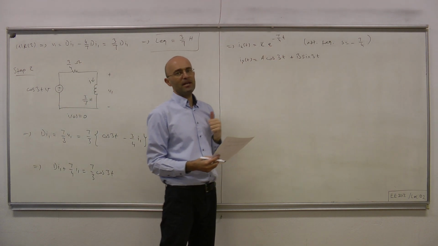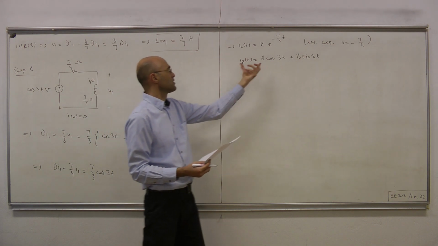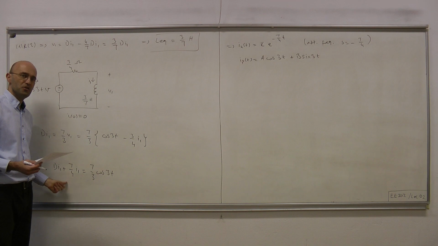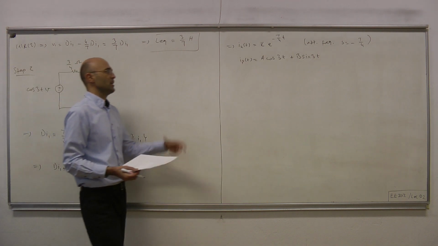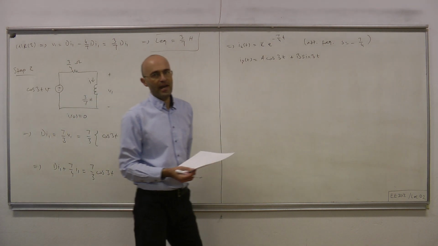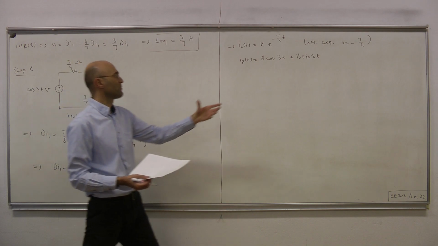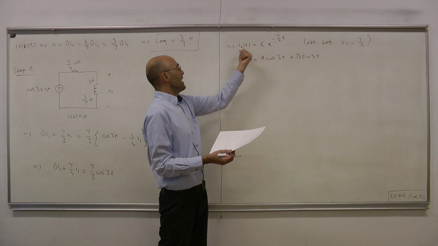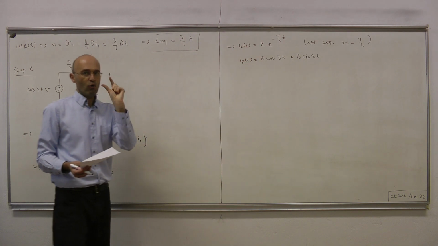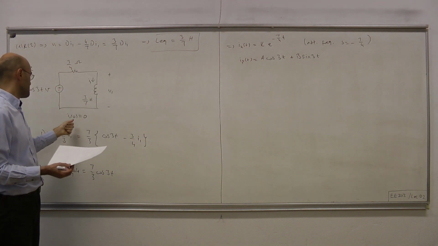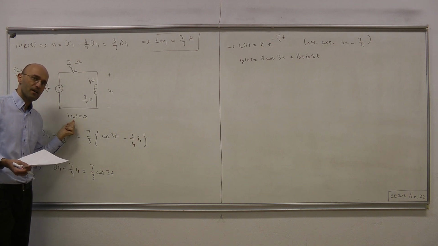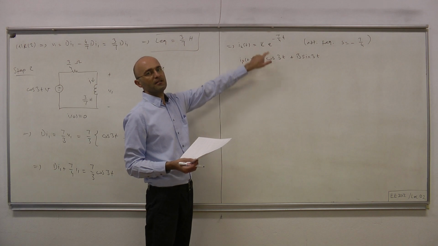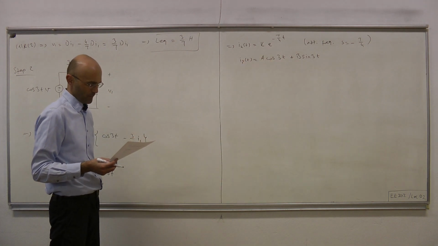To figure out a and b, we take this particular solution and put it into the differential equation. Since it should satisfy the differential equation, it will immediately give us a and b. Once we have a and b, we combine these two, IHT plus IPT. That's our overall solution, and that overall solution is subject to the initial condition constraint. And by applying the initial condition constraint, we find K.